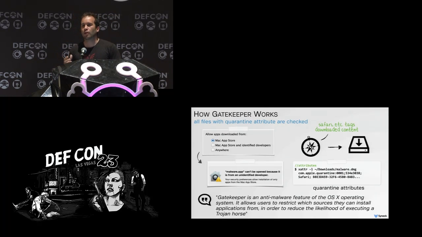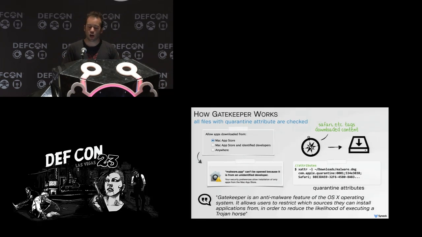Basically, every time you download content from the internet, this content gets tagged with a quarantine attribute. And then when you go to run that application, so you double-click it on your desktop, Gatekeeper will first intercept this request the first time and make sure that the application you're about to run conforms to the system settings. So you can see on the slide, you can set Gatekeeper to various settings, the highest being only allow code from the Mac App Store. This means if you download code from anywhere else and try to run it, Gatekeeper will pop up and block.